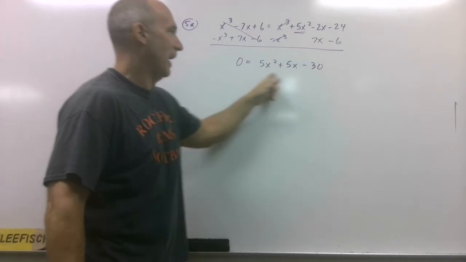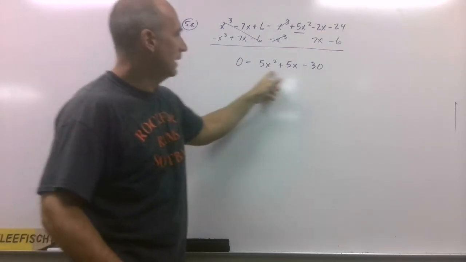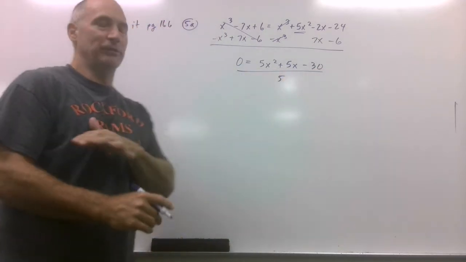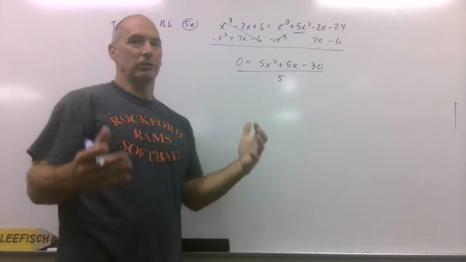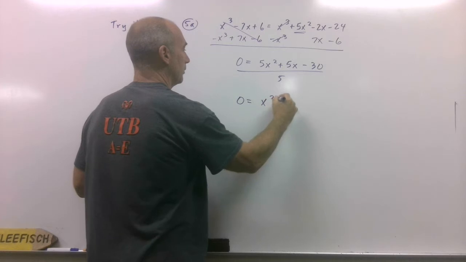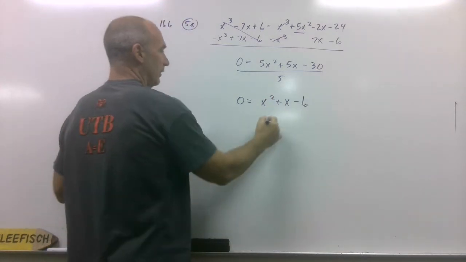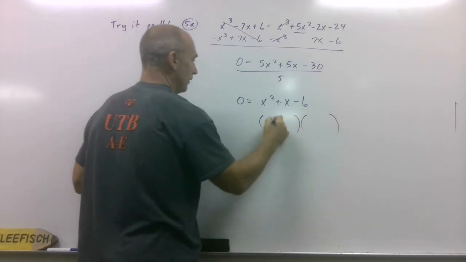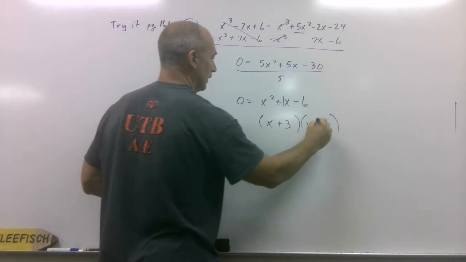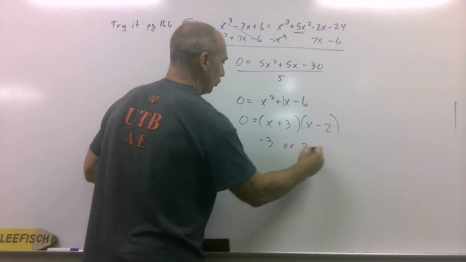All right, is this factorable? Well, first of all, I want something to jump out at you. What can I divide this by? I should be able to divide that by 5. Boy, if that ever happens, you've got to take advantage of it, because look how this reduces this trinomial. So I get 0 is x squared plus x minus 6. And I go, whoa, this is factorable. So factor it. I need a positive 1, so it's going to be positive 3, negative 2, and I get x equals negative 3 or 2.